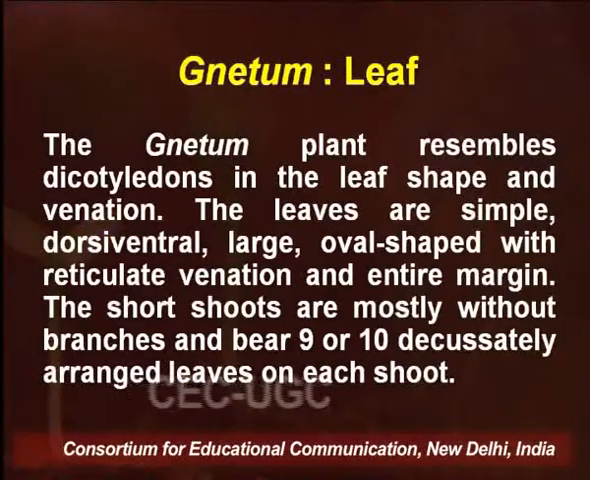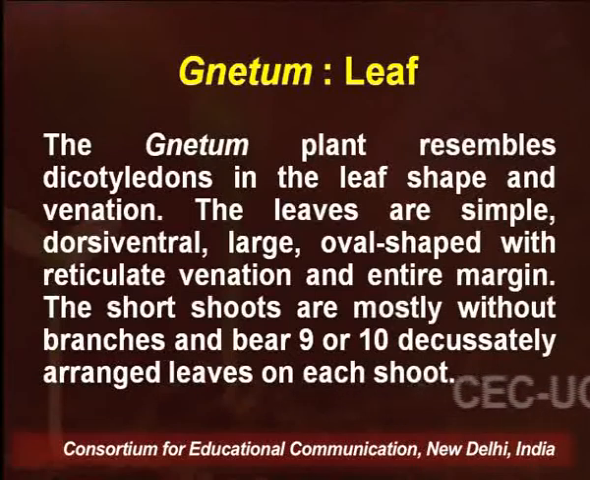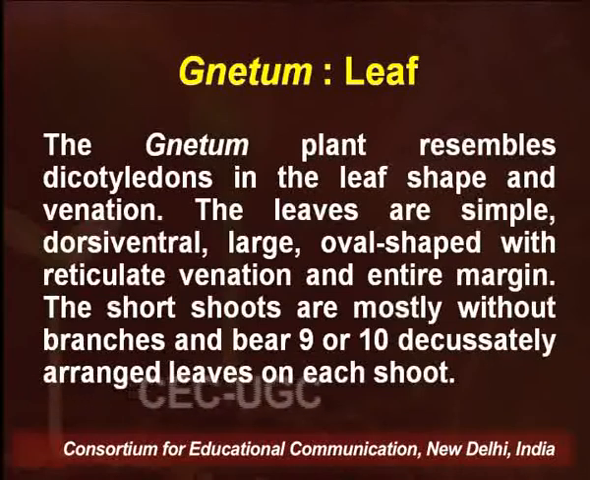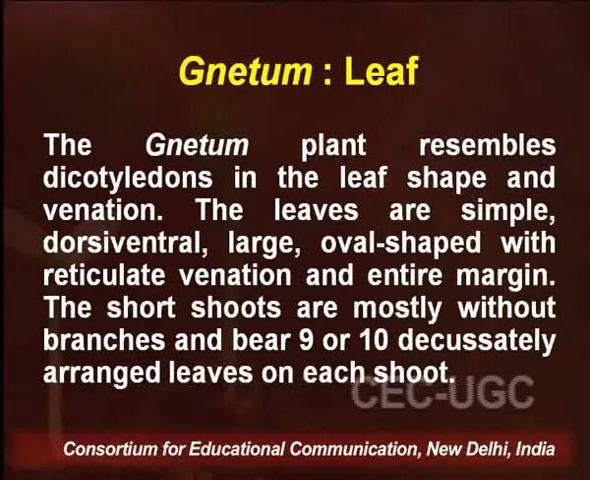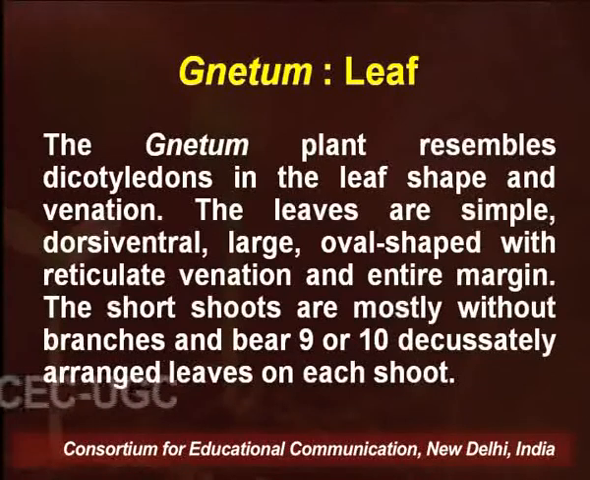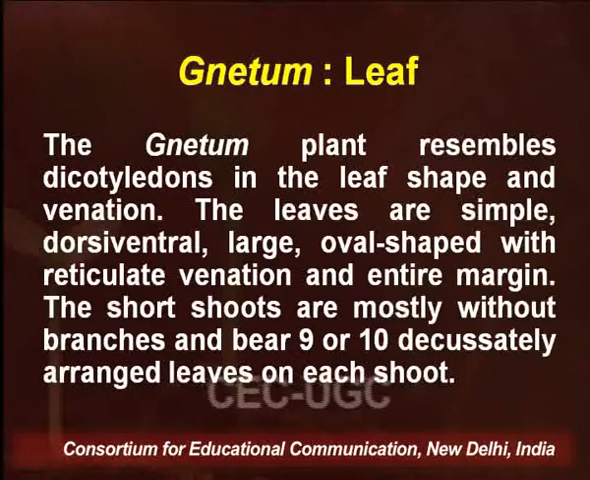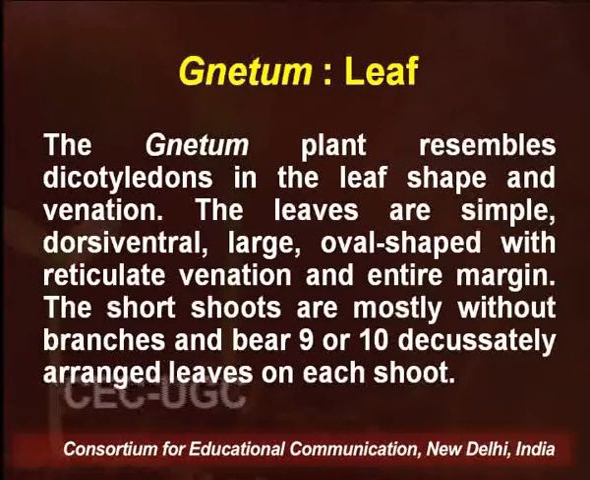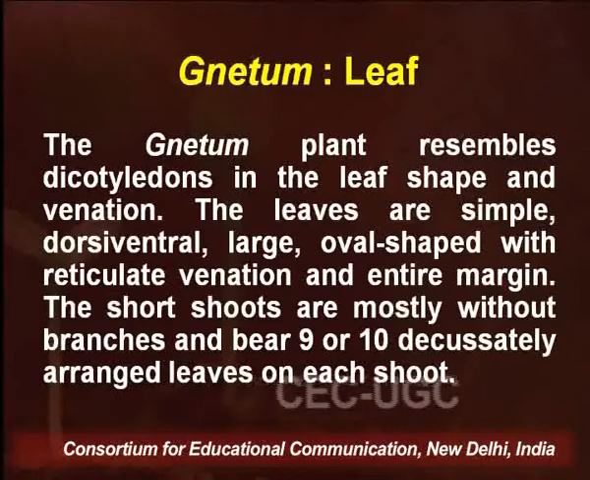As far as the Gnetum plant is concerned, the leaf of Gnetum resembles dicotyledons in the shape and venation. The leaves are simple, dorsiventral, large, oval shaped with reticulate venation and entire margin. The short shoots are mostly without branches and bear 9 or 10 decussatively arranged leaves on each shoot. The vertical section of a leaf shows distinct cellular organization.